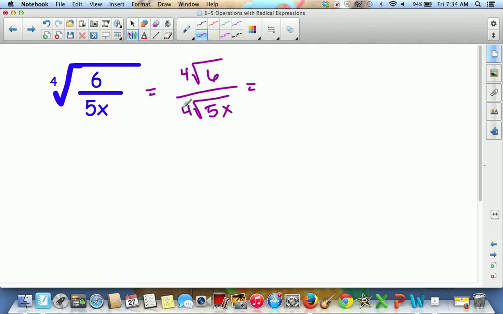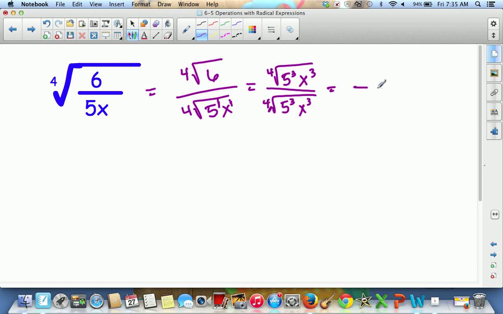So we have to get rid of this radical in the denominator. So we have to make this a perfect fourth root. So right now we have 5 to the first, so what can I multiply by to get that 5 to the fourth? Right, 5 to the third. And then x to the 1. How do I make that be perfect x to the fourth? It'd be x to the third. So I'm going to multiply by the fourth root of 5 to the third, x to the third, on top and on bottom.